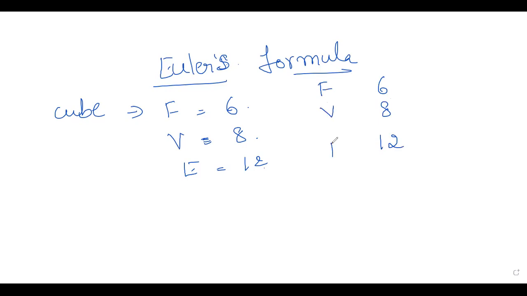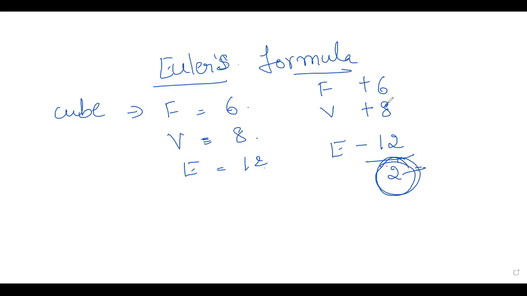F, V, E. If you add faces and vertices, okay, and subtract E, you will get a magical number, that is 2. Take any solid shape, add the number of faces and the number of vertices, and subtract the number of edges, you will get the magical number 2.